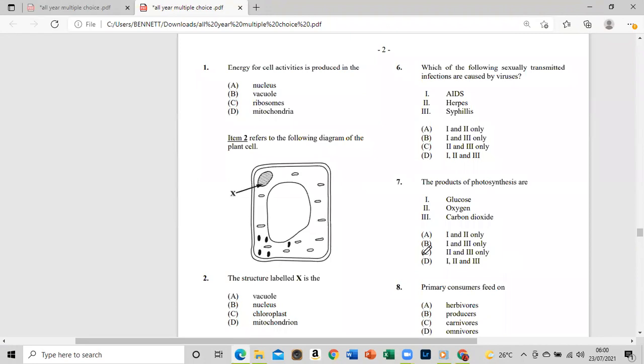All right, energy for cell activity is produced in the mitochondria. Its structure labeled X, is it the vacuole, the nucleus, the chloroplast, or the mitochondria? And that is B, it's the nucleus. Let's move on to 3.